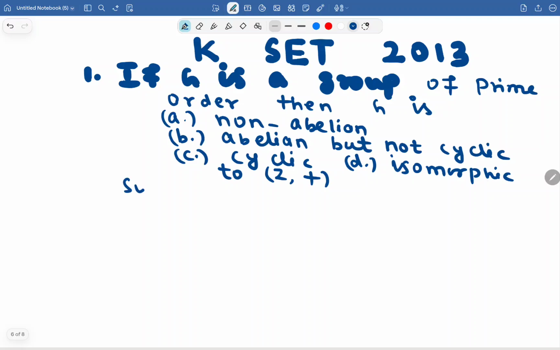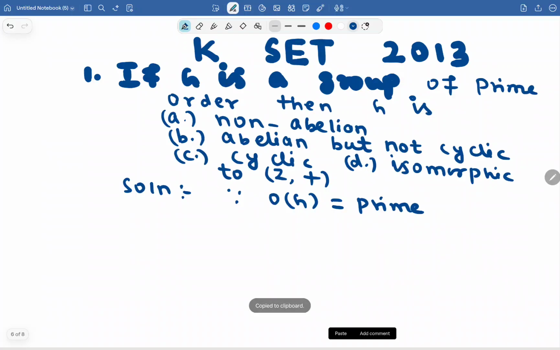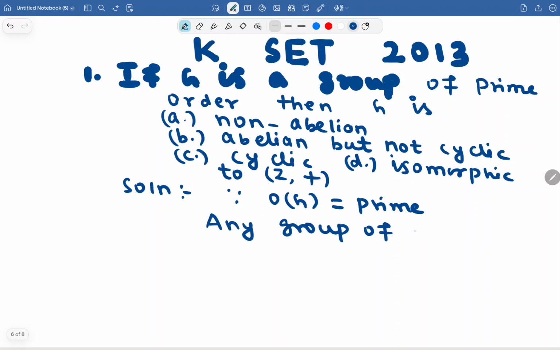Solution: since the order of G is prime, we have a well-known result: any group of prime order is cyclic. Therefore, for this first problem, option C is the correct one.